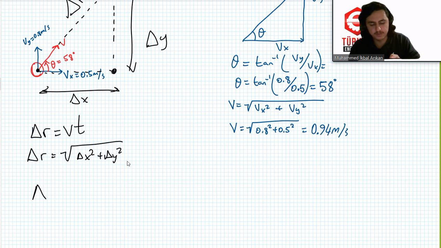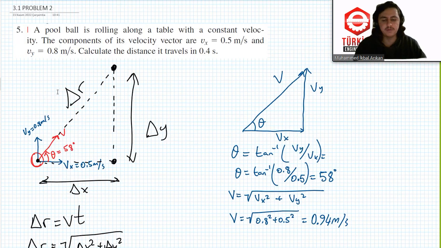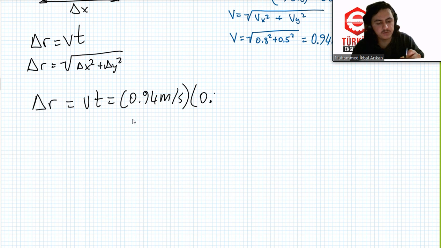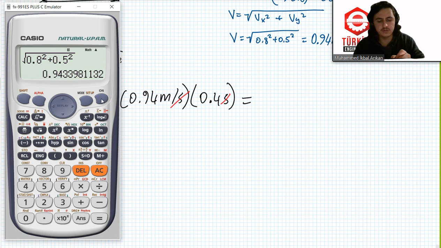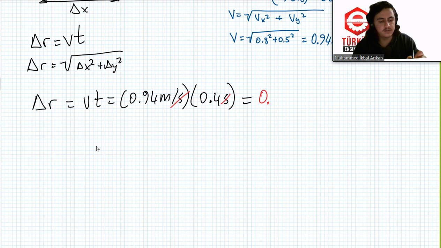Let's start with the first part. Delta r will be equal to our velocity times time. What about the time? Actually, it travels for 0.4 seconds. So let's put 0.4 seconds. You will see that the seconds will cancel each other. So 0.94 multiplied by 0.4, you will get 0.37. So this is my displacement, the total displacement.